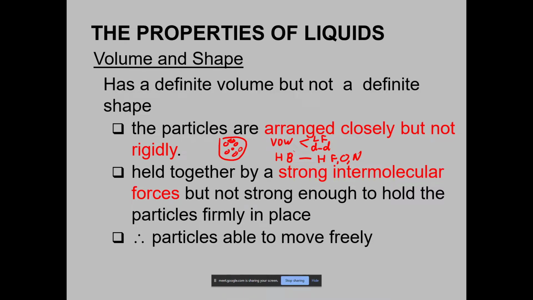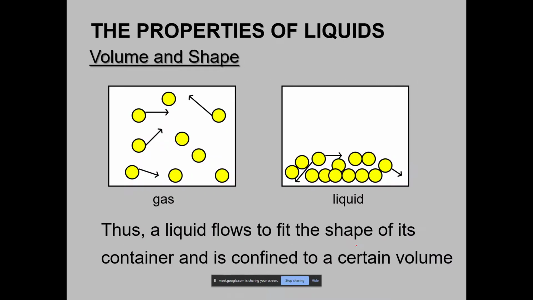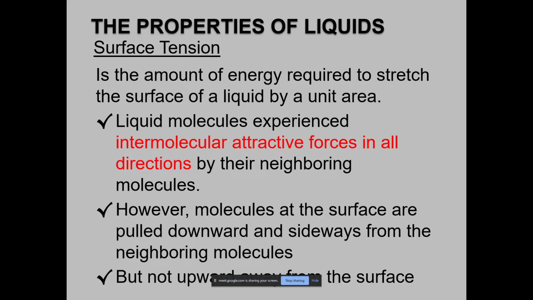Okay. Even though ada intermolecular forces, dia orang still boleh move freely. Okay, that's normal. Okay, ini korang dah pernah tengok the shape, korang cerita dia. Okay, one thing yang kita nak cerita sikit pasal surface tension. Alright, so surface tension, why the liquid has a property of surface tension?